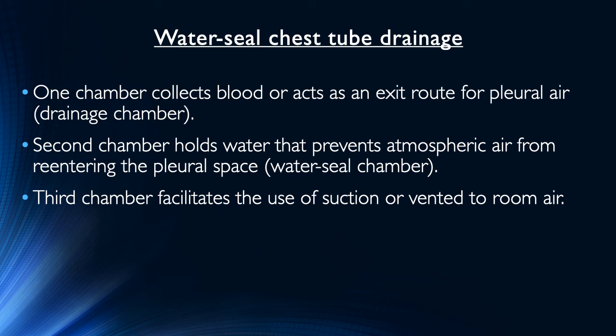With a chest tube device, this is a chamber that collects blood or acts as an exit route for pleural air, which is the drainage chamber. You have a second chamber that holds water that prevents atmospheric air from re-entering the pleural space. That's your water seal chamber. You rarely see a third chamber, but occasionally you do, and that could be to suction or vented to room air.